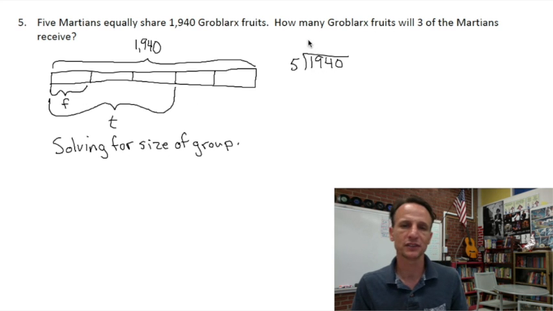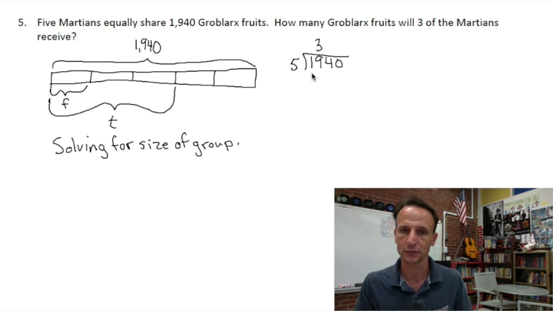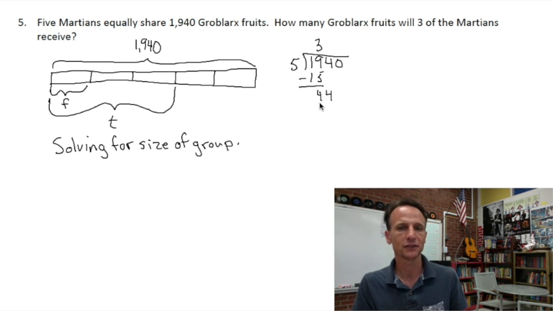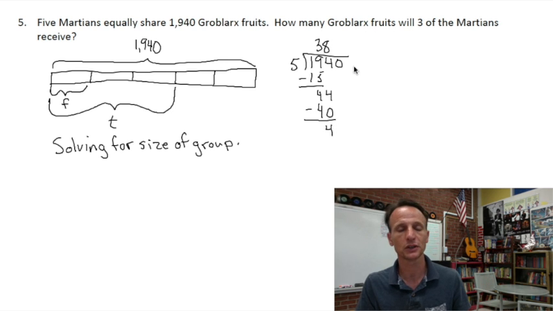So how many 5s in 19? Well, you got it. Yep, there are 3 because 3 times 5 is 15. When we subtract, we are left with 4, which we combine with the 4 tens, so 44 tens. How many 5s in 44? Yep, 8. There are 8 because 8 times 5 is 40. Subtracting, we're left with 4, and let's treat 0 like a number, as I keep telling you. We have 0 ones that need to be divided up.